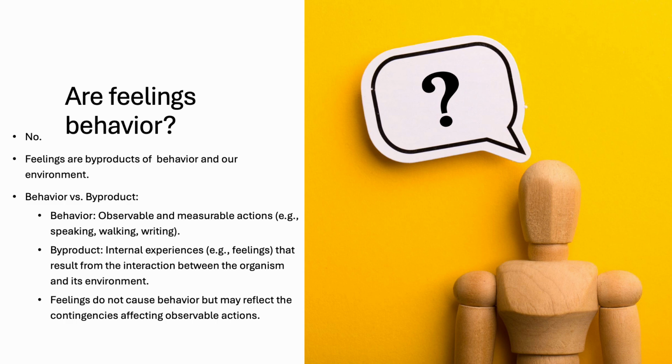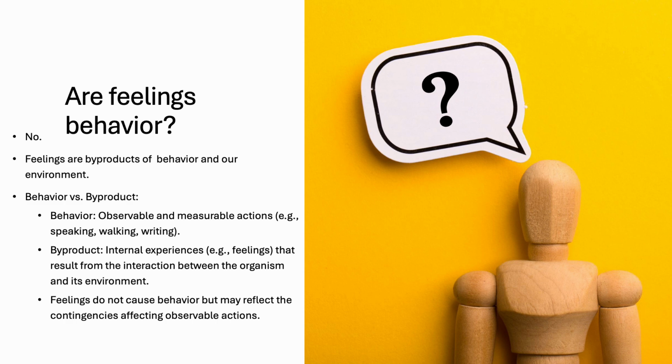Now let's discuss feelings. Are feelings a form of behavior? And the answer to that question is no, feelings are not a form of behavior, because feelings instead are a byproduct of behavior or of our experiences in our environment. A behavior, as I mentioned earlier, is something that's observable, something that's measurable, and it's typically an action such as speaking, walking, writing, jumping, moving. Those are behaviors. Whereas a byproduct of behavior is some internal experience that resulted from something that occurred in your environment, some behavior that you may have engaged in. So it's some interaction between the environment and the organism.